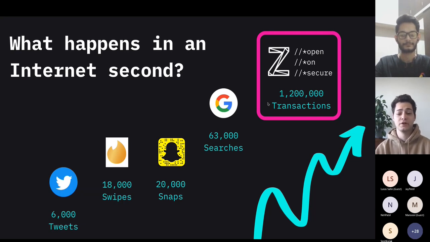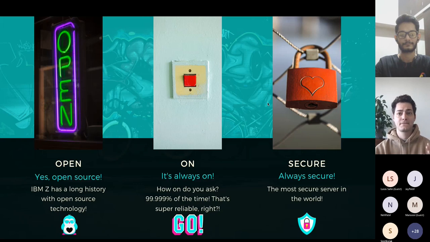And we're really looking at folks like you all who are engaged around tech and excited about tech to continue that innovation so that these transactions can continue to occur in an open fashion, always being on and always being secure. So there are three takeaways I want to make sure you get away from enterprise computing. It's these three words: open, on, and secure.